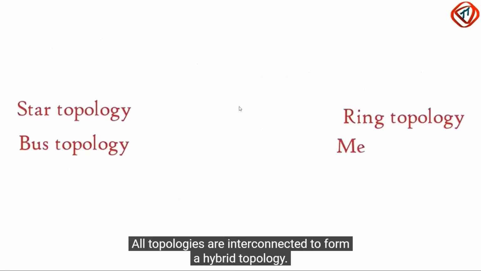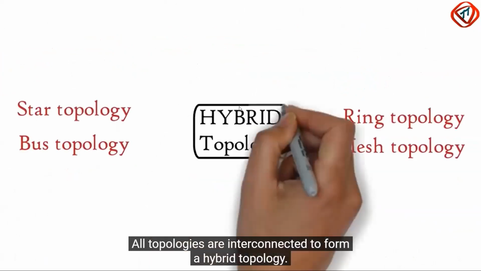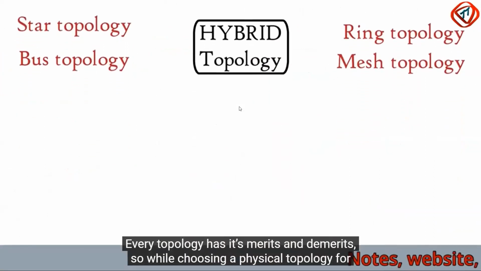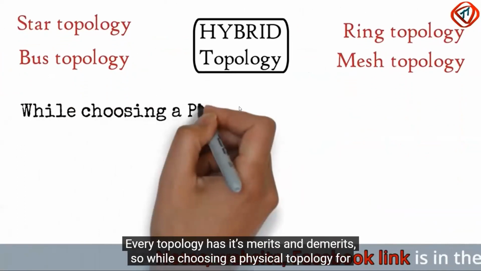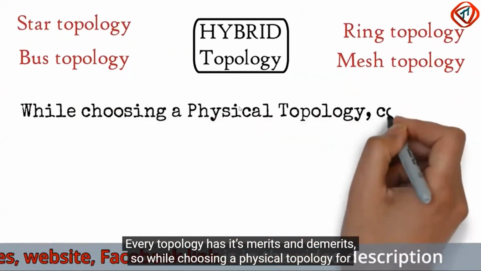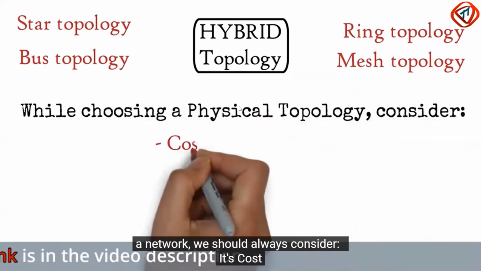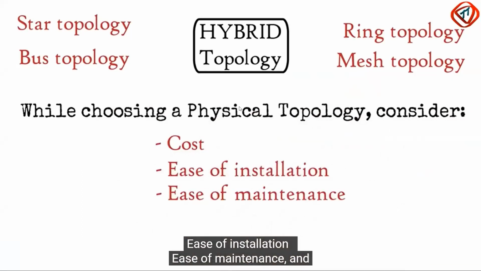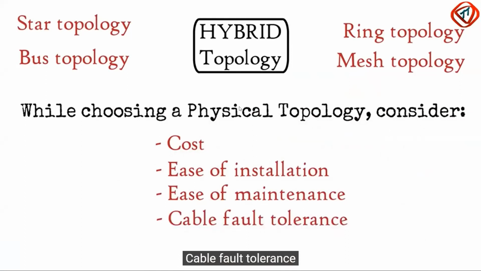All topologies are interconnected to form a hybrid topology. Now, every topology has its merits and demerits. So, while choosing a physical topology for a network, we should always consider its cost, ease of installation, ease of maintenance, and cable fault tolerance.